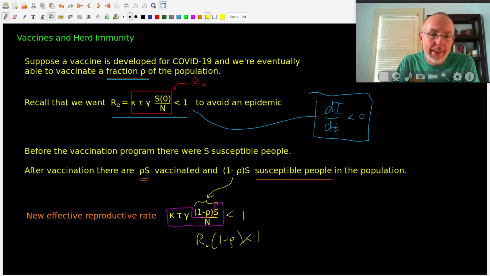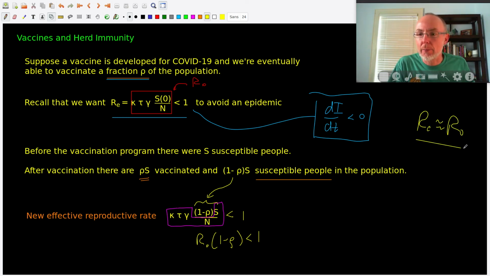So what I'm imagining is magically one day I come in and vaccinate some percentage rho of the population. Before I did that, it was right at the beginning and the disease was spreading at some effective reproductive rate, R sub E. And near the beginning of the disease, R sub E is about the same as R sub 0, the basic reproductive rate. And so this thing in purple here is R sub E or R sub 0, whichever you want to call it. But I magically reduce the number of susceptibles, which is introducing that factor of 1 minus rho.